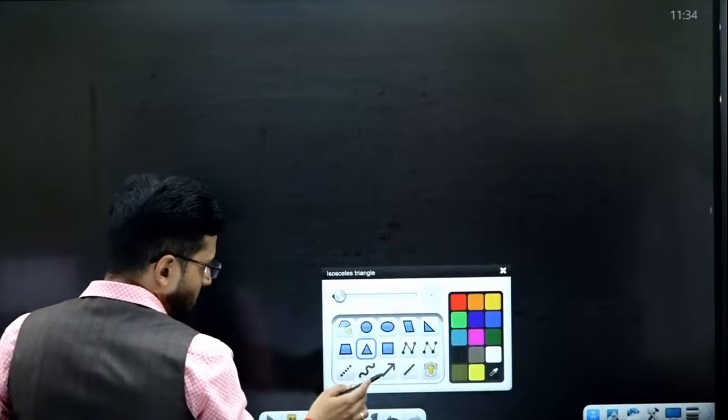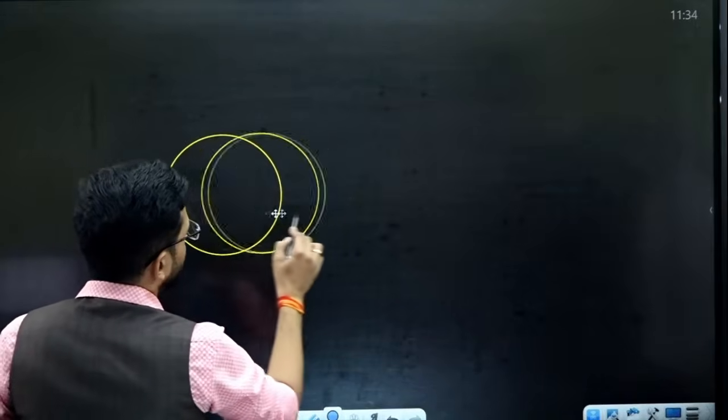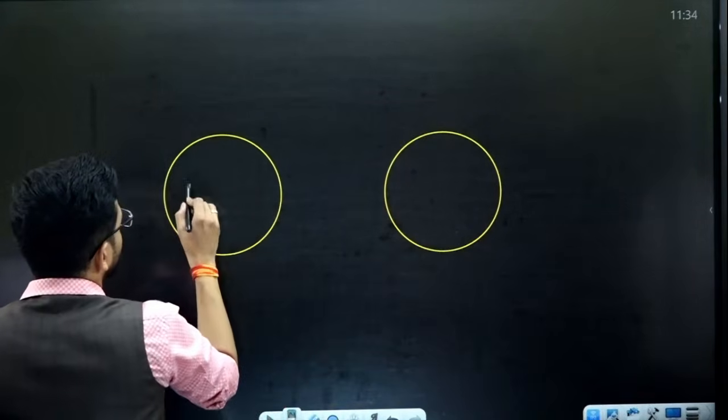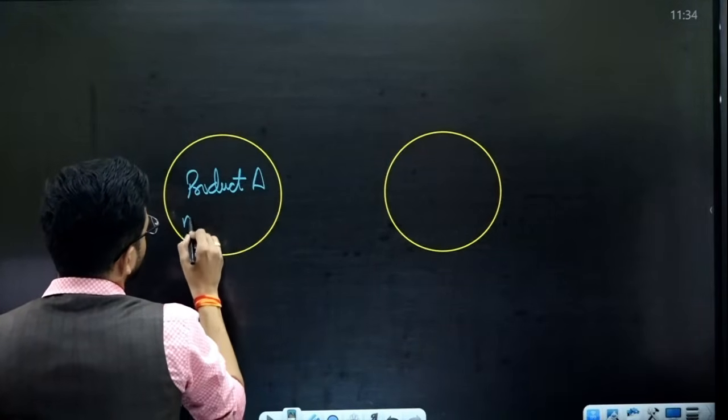So guys, there is a production process. There are different processes of production. In this process, product A is manufactured.